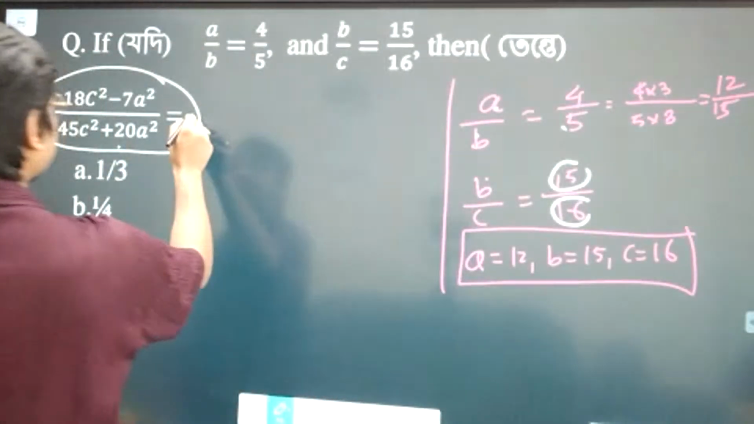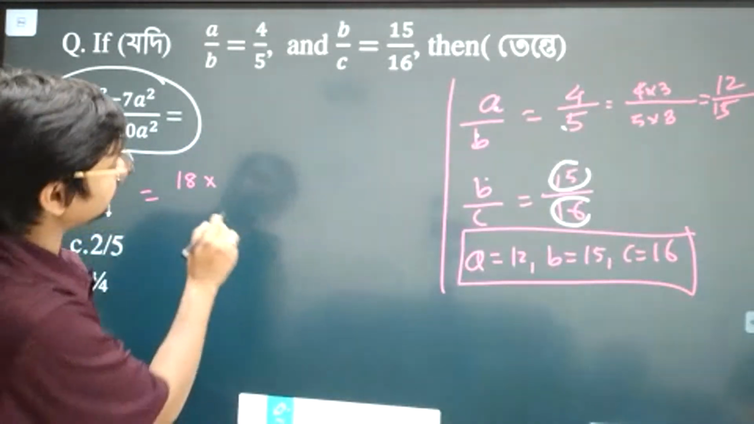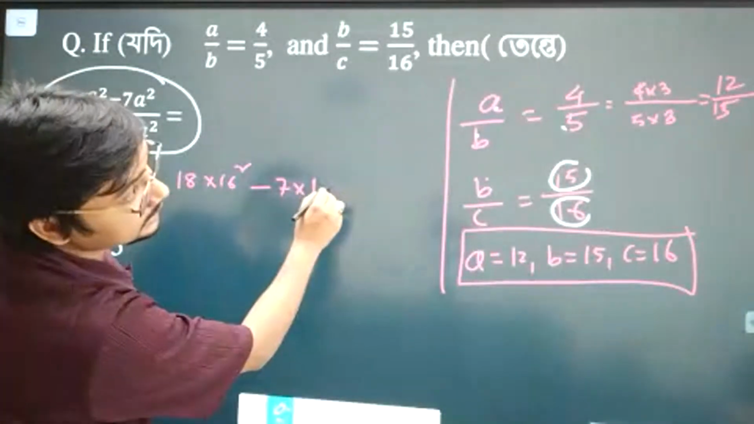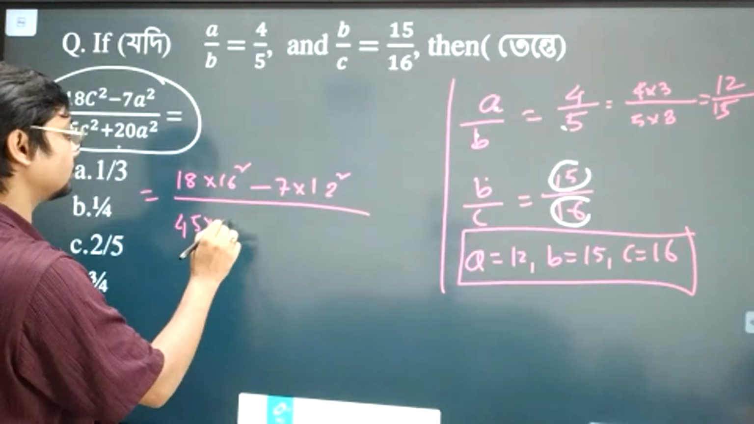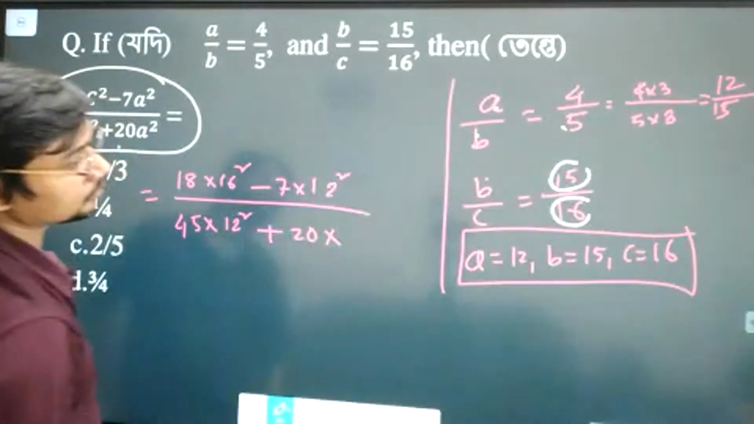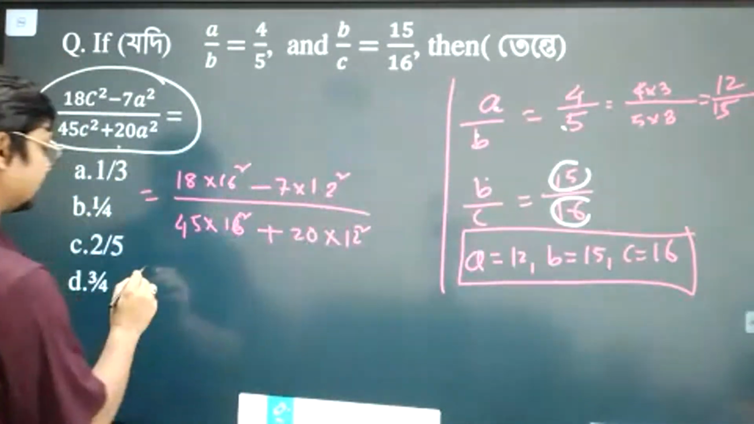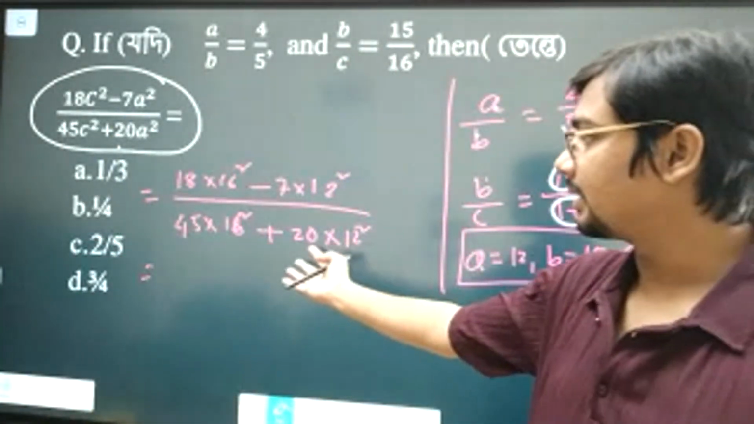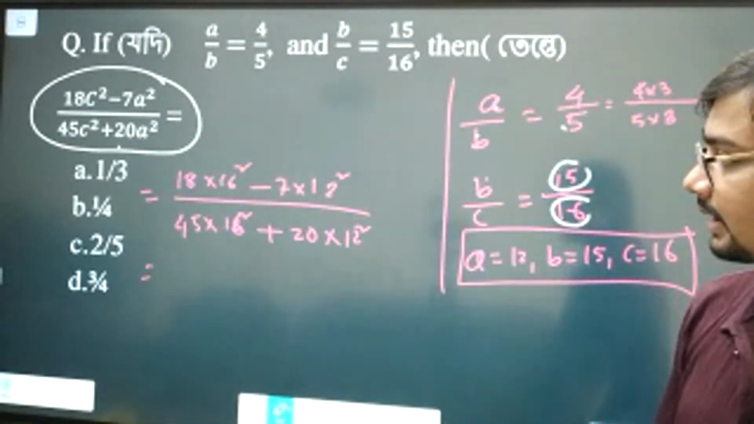Okay, you just do it yourself. 18c square, 6c means what? 16 square, minus 7 into a square. A is our 12 square, divided by 45 into 12 square plus 20 into 12, not 12, this is 16 square plus 12 square. Bas, you just try to simplify, you will get the values. You just simplify yourself, guys. Which will be the required value? Which option will be correct? You just try to simplify.